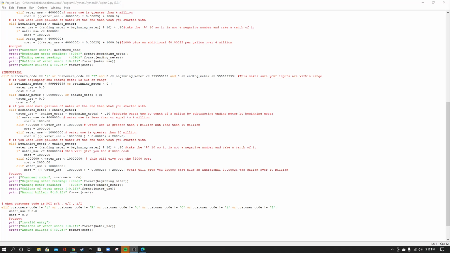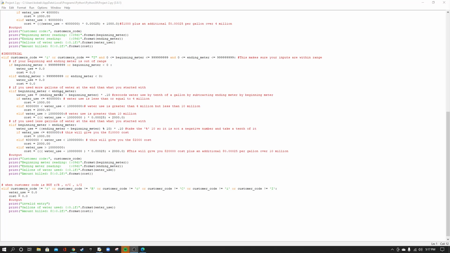If the beginning meter is out of range, or the ending meter is out of range, then the water use and the cost are just 0. But if that's not the case, then it goes to the beginning meter. If the beginning meter is less than the ending meter, to find the water use we just take the difference, ending meter minus beginning meter, and times it by 0.10 because we record it by tenths. And if the beginning meter is greater than the ending meter, we find the difference but take the percent 10 because we have to get a positive integer, and we times it by 0.10 to record it in tenths.